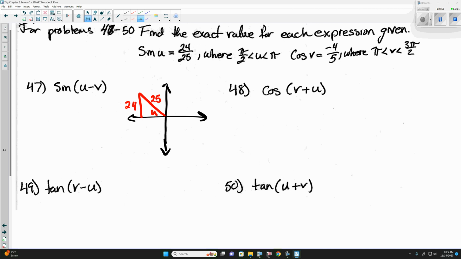Cosine of v is -4/5, where pi is less than v is less than 3 pi over 2. Whoever wrote this was very nice and put these right next to each other. So we're going to have an overlap. Cosine, adjacent over the hypotenuse. Out of these two here, what's the other side for v?